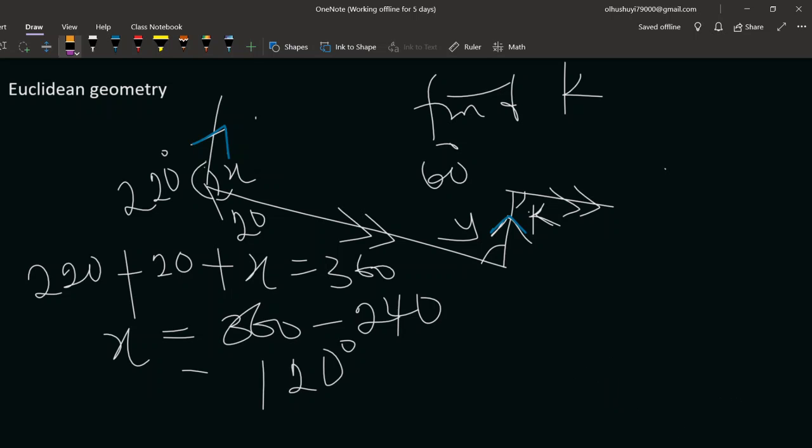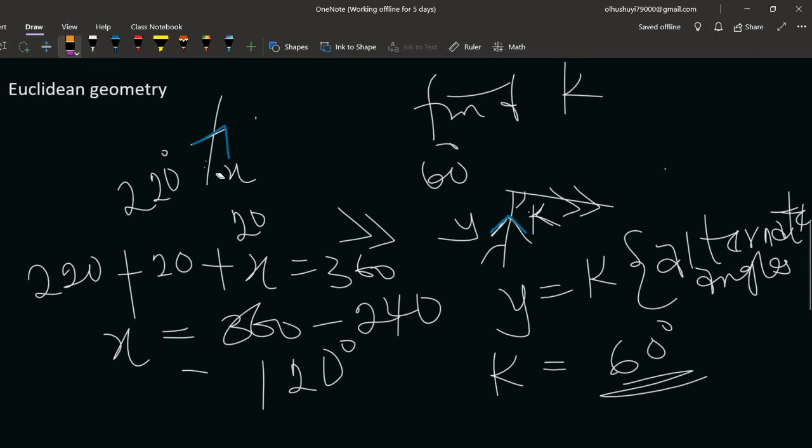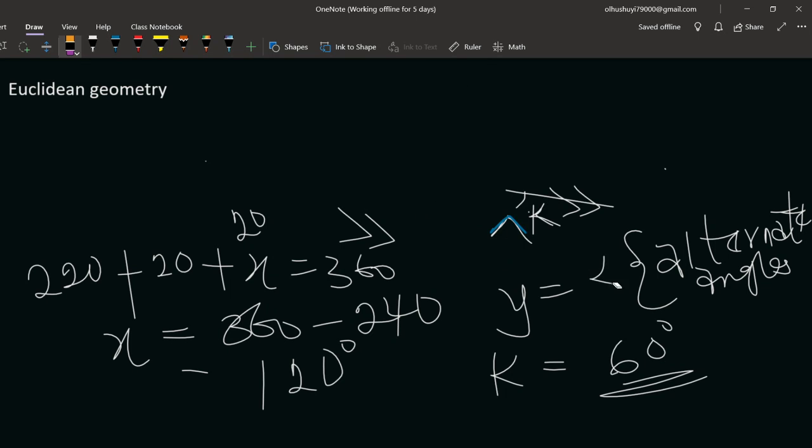If you don't see that, you will not get that. So y is equal to k. We have alternate angles. So definitely y and k will be equal to 60 degrees. That is done. Next one, we have a couple of them we are dealing with.